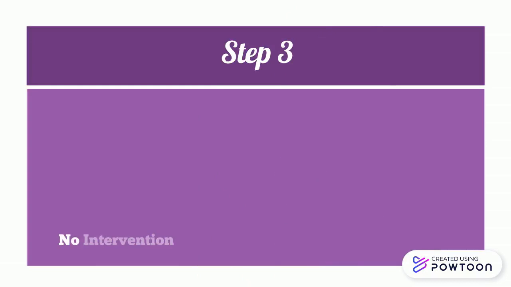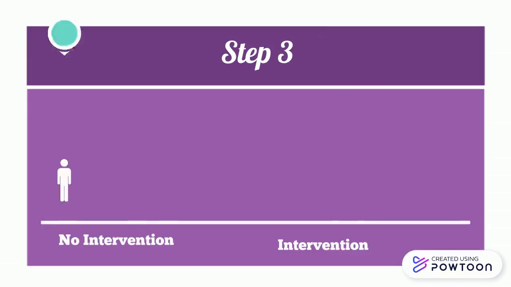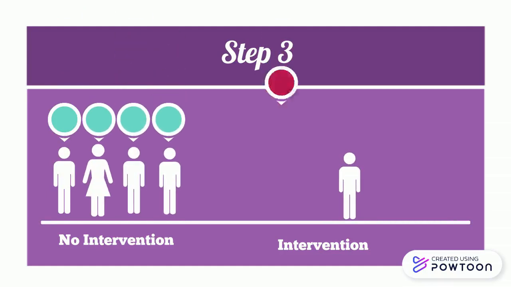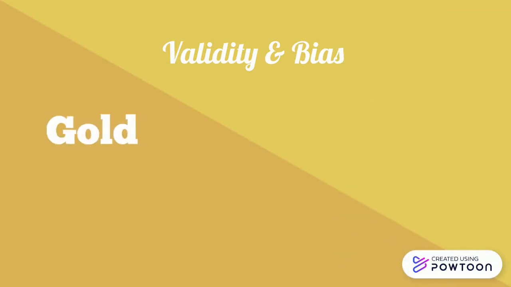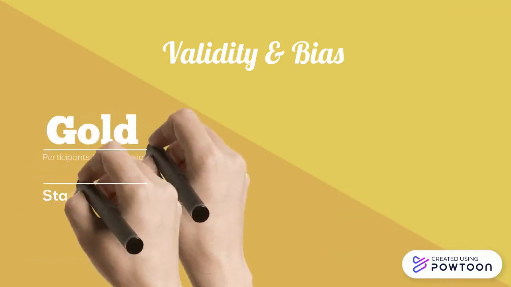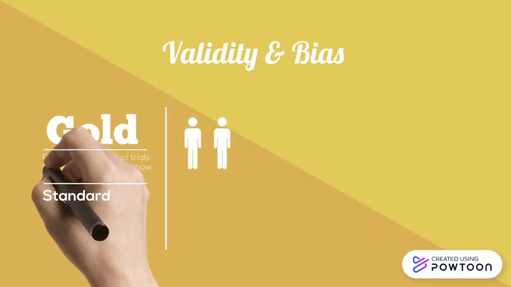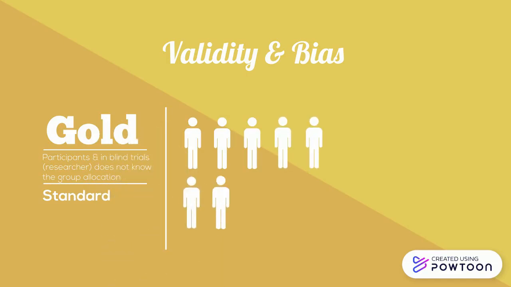Half are placed into a group who receive a placebo and non-intervention, and the other half are placed in a group with an intervention. Both groups are placed at random and do not know what group they're being placed in. RCTs are used as a gold standard test when it comes to research due to its ability to uphold a high level of validity and reduce bias.